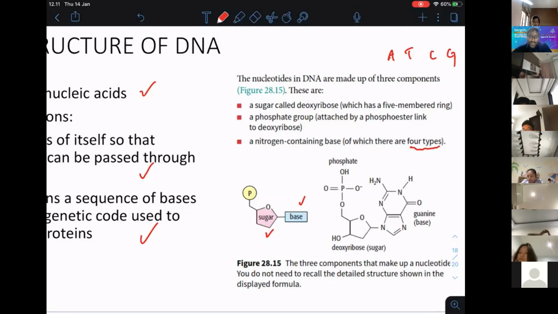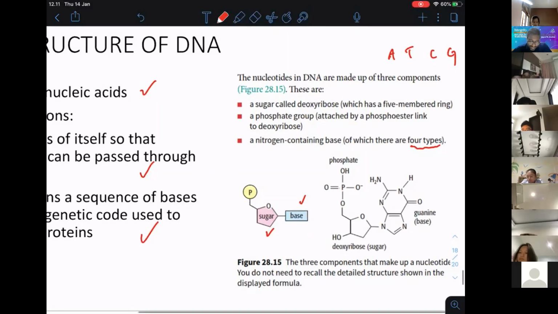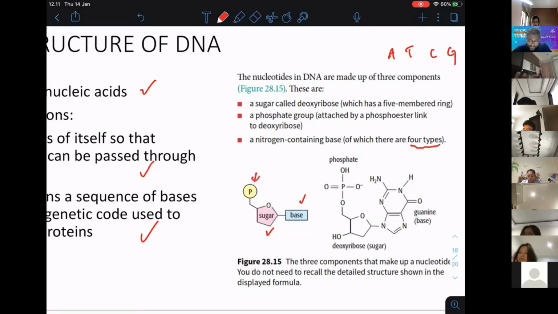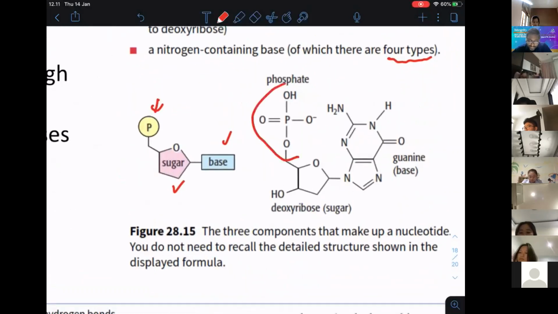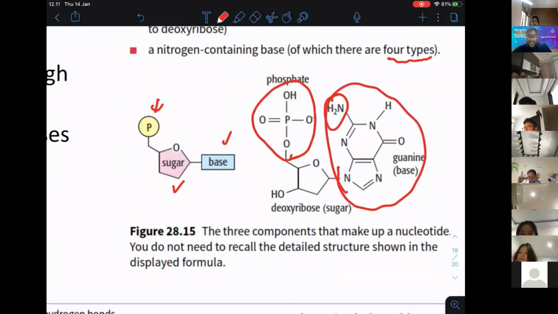So these are the things, and then there is a phosphate group, the P group. If you write down everything properly, this is the phosphate group. This is the R group that has the base. This is the base. So this is going to be one basic component of a DNA.